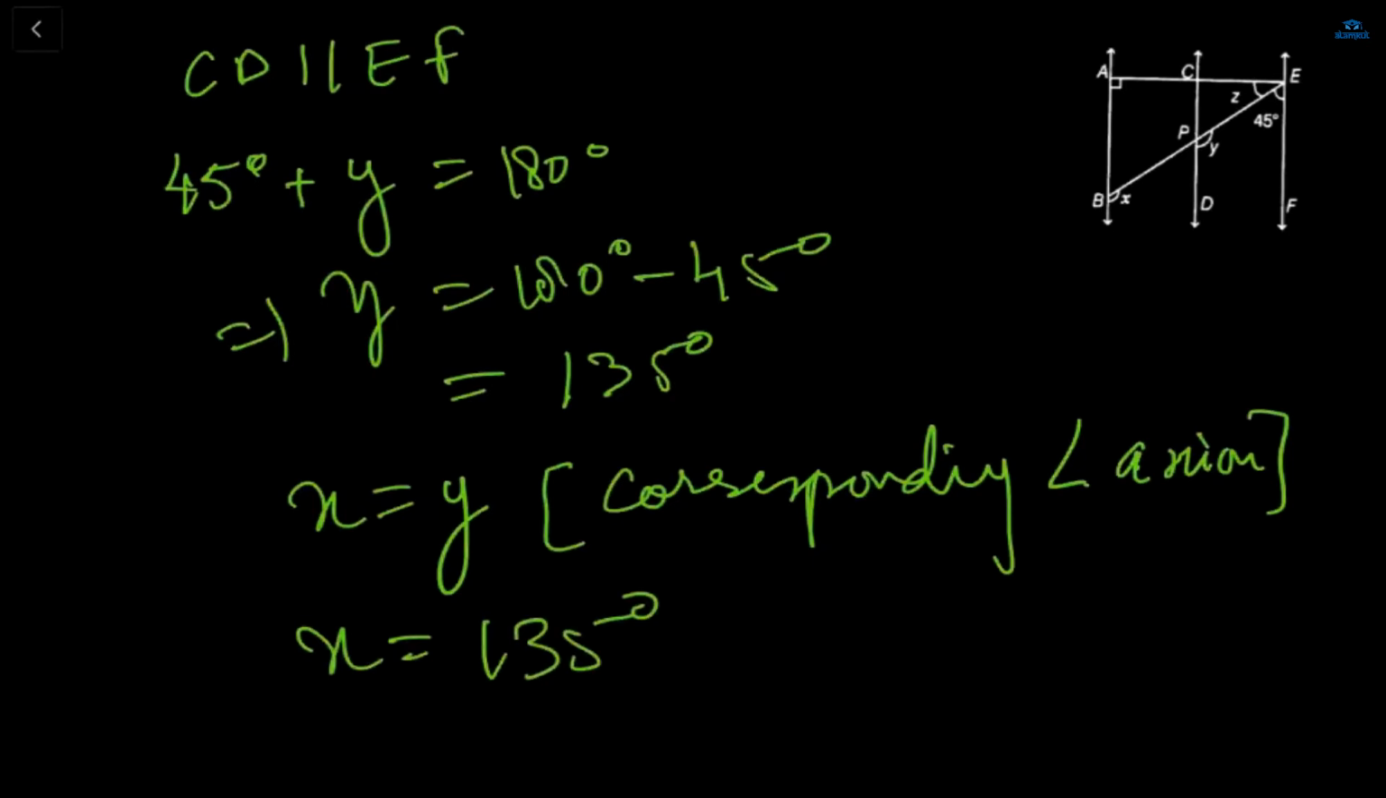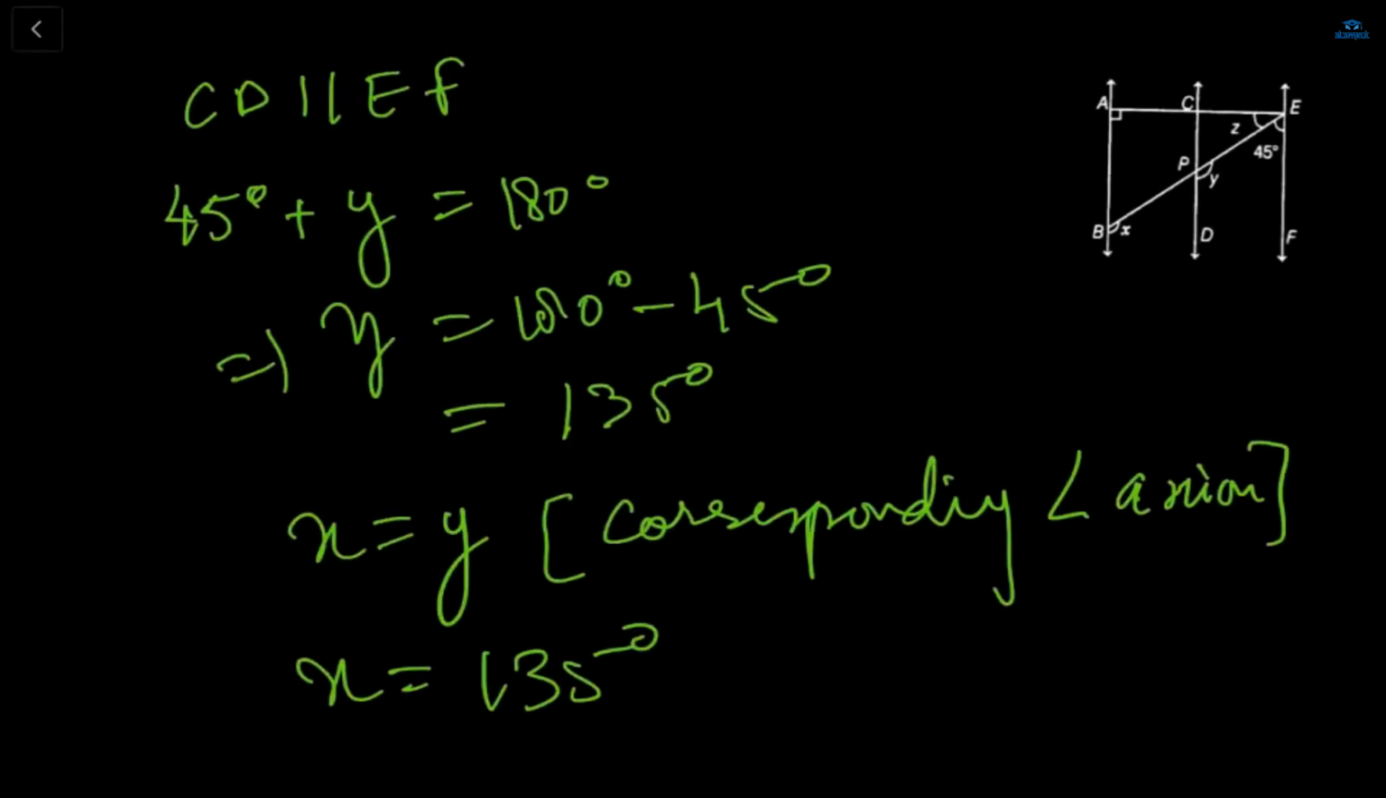Now the remaining is angle Z. For Z, either you can form a triangle ABE, but better, see, EF is parallel to AB. Line EF is parallel to AB. Therefore, the sum of the interior angles on the same side of the transversal will be equal to 180 degrees. Therefore, FEA plus BAE will be equal to 180 degrees.